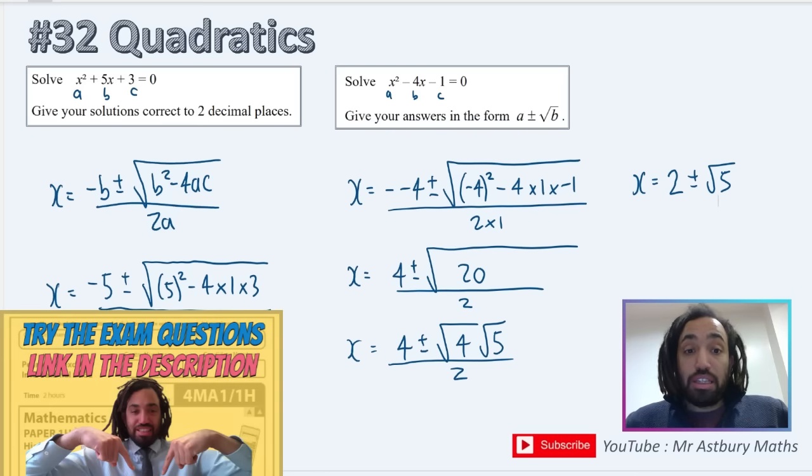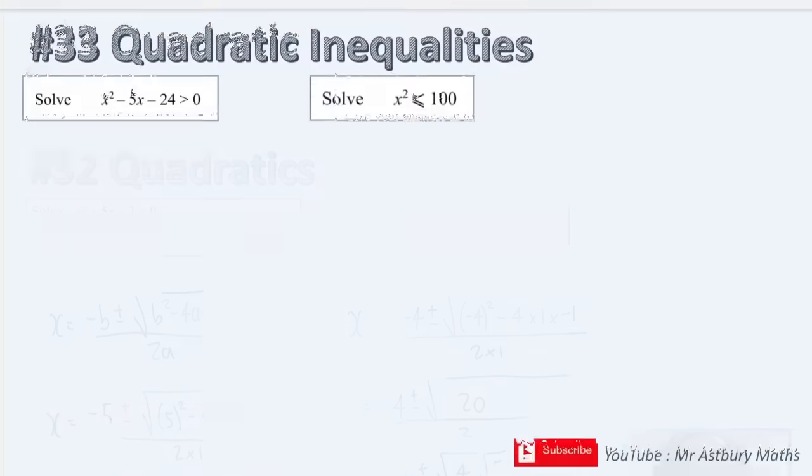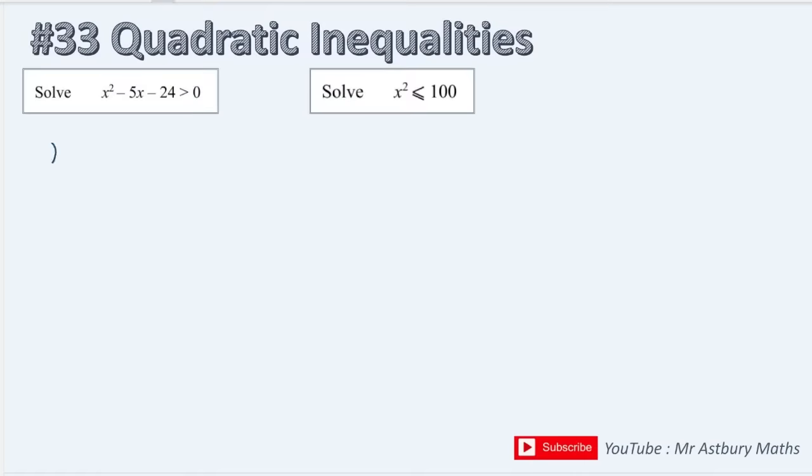Okay, give the exam questions a go, and I'm going to move on now to the next topic. So we start by factorising. Two numbers that times together to give minus 24 and add to get minus 5 are minus 8 and positive 3.